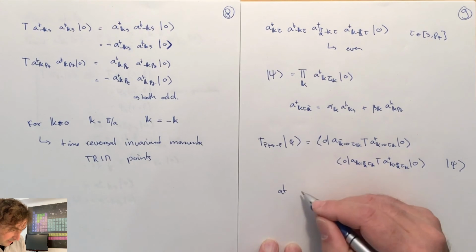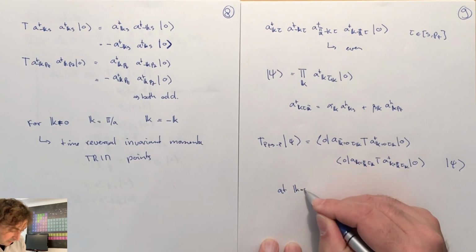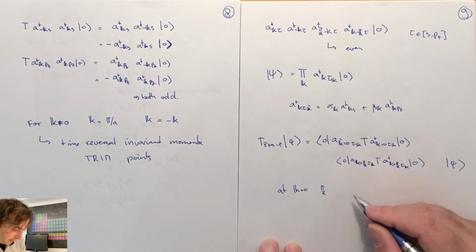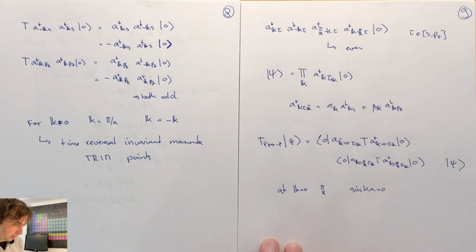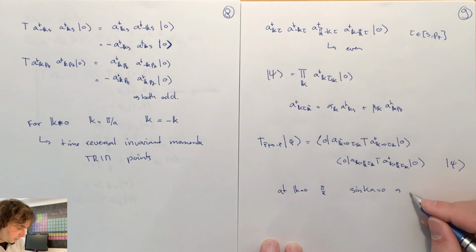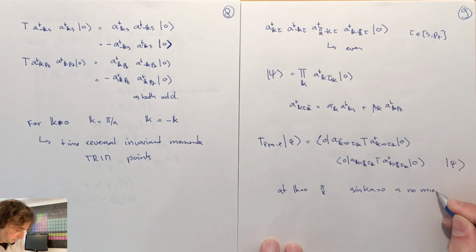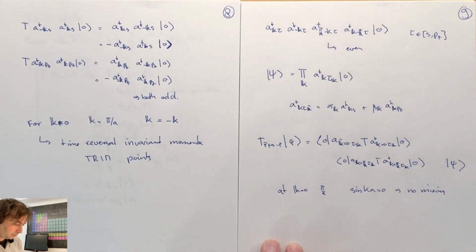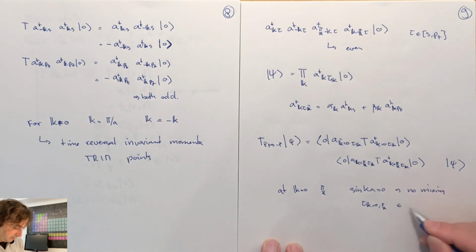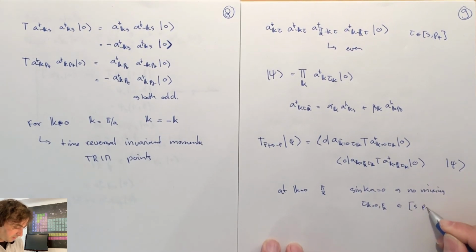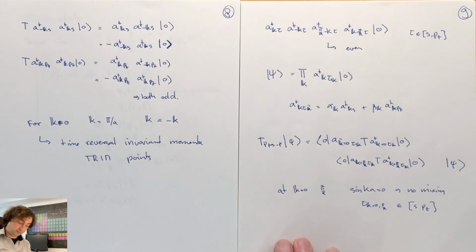Now, at k is 0 or pi over a, we have that sine chi a is 0, such that there is no mixing, which means that tau k, for the case where this is 0 or pi over a, is an element of either S and pz.